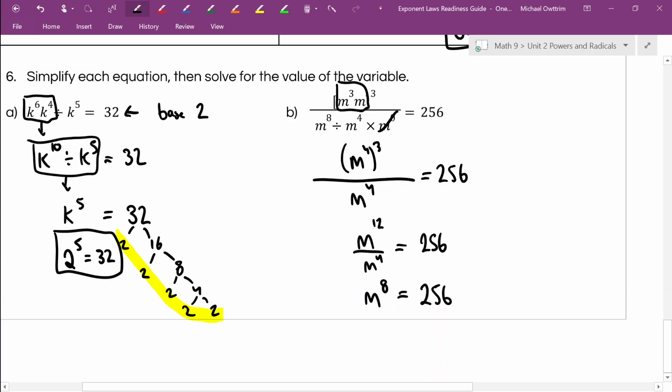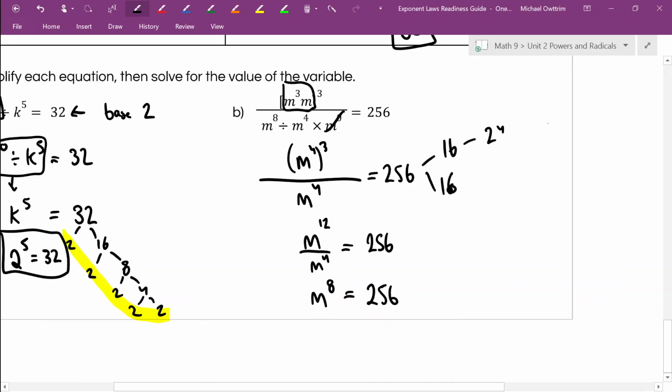So again, we want to think about what would we have 8 equal factors of multiplied together to give us our 256. So let's think about that for a minute. I do know that 256 is 16 times 16. That's one of my memorized facts from grade 8. I know that each of these 16s is 2 to the 4. So I'd have 4 factors of 2 from each of these 16s. That makes 8 factors of 2 in total. And that's going to tell me that 2 to the 8 is equal to 256. Therefore, m must be 2.